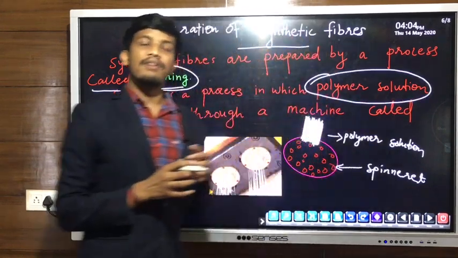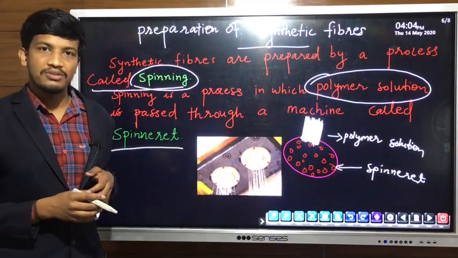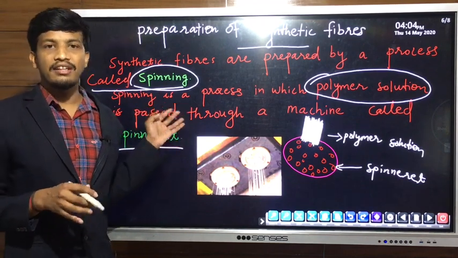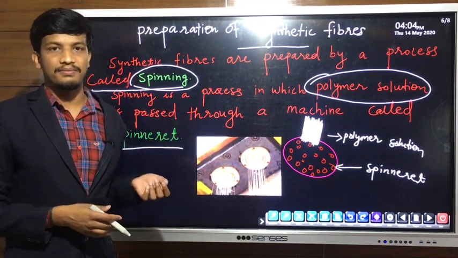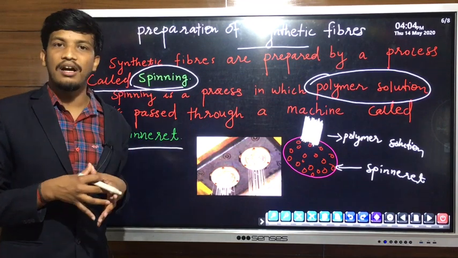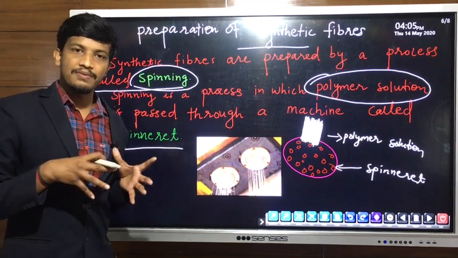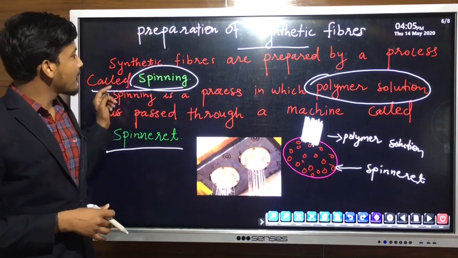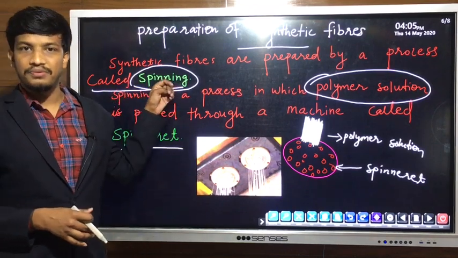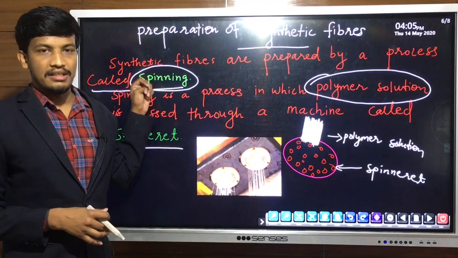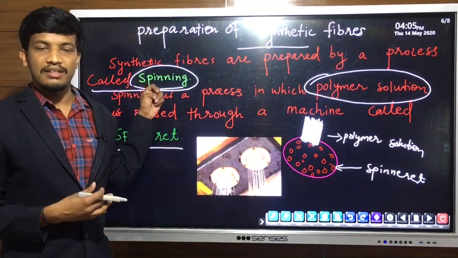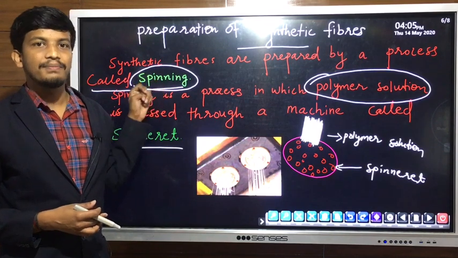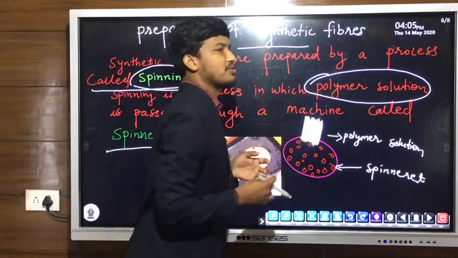So how can we get polymer solution? We know that monomers are combined to form polymers, and then these polymers will give fiber. So first of all we should have the polymer solution. That is, we will have the solution or mixture of chemicals used for the preparation of synthetic fiber. So from the chemicals used for the synthetic fiber, we will obtain polymer solution.